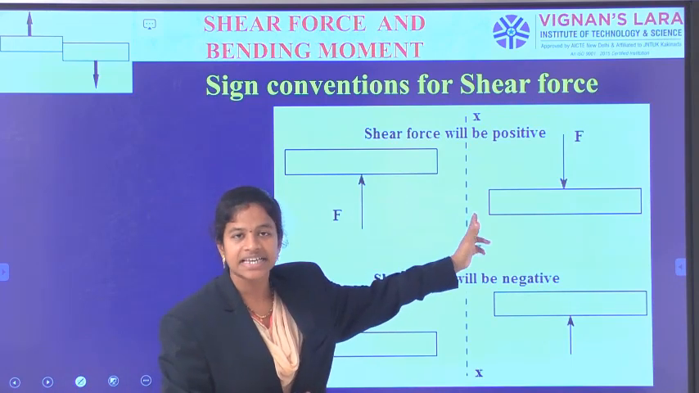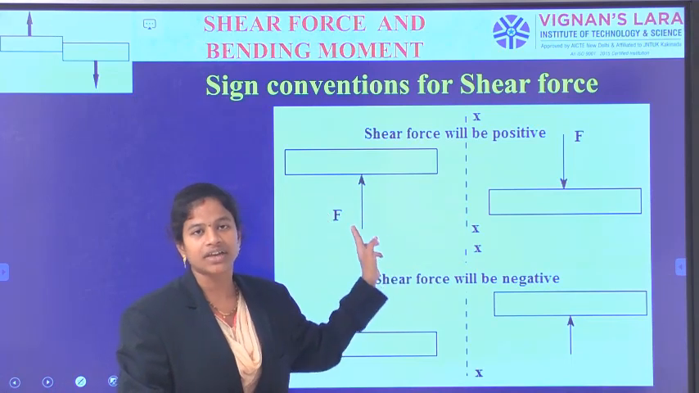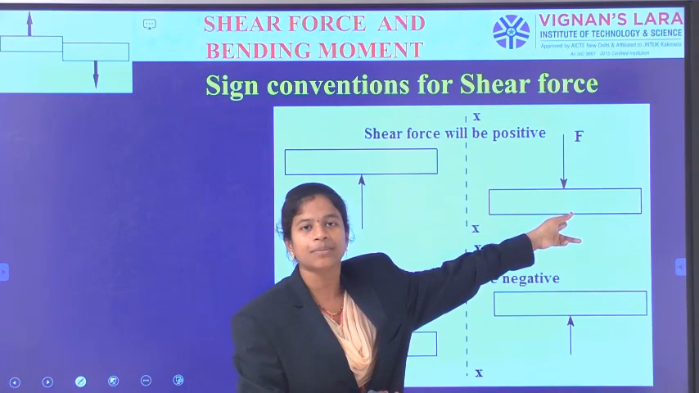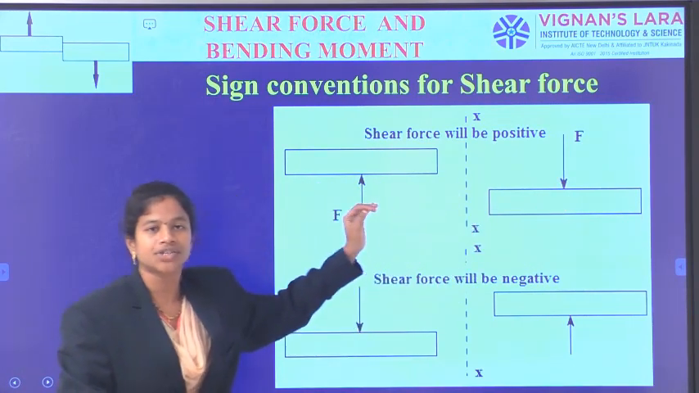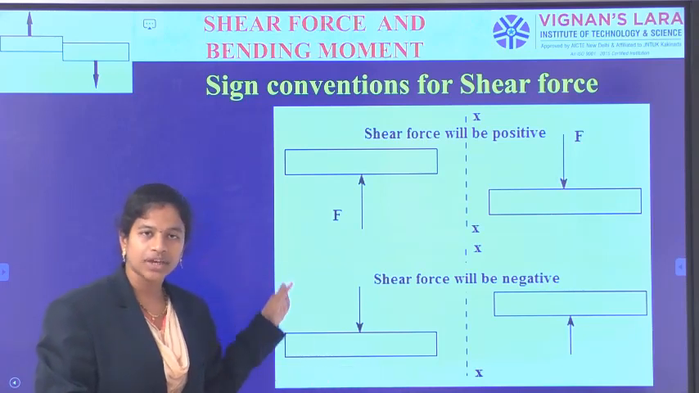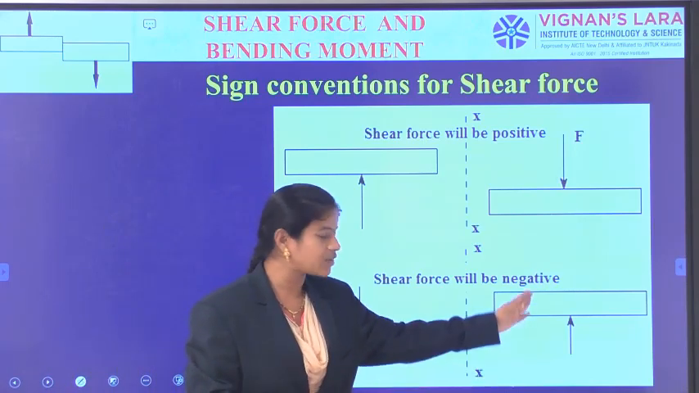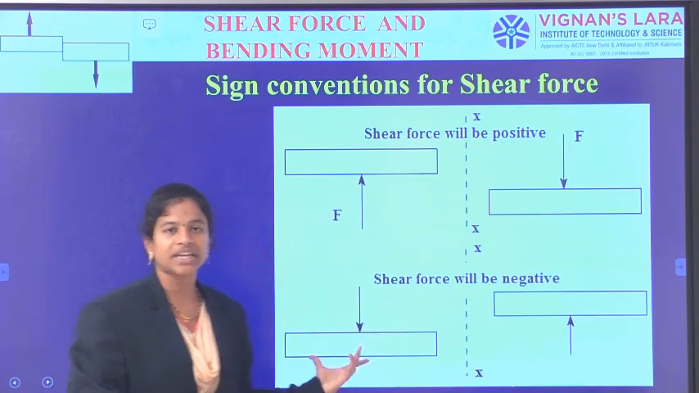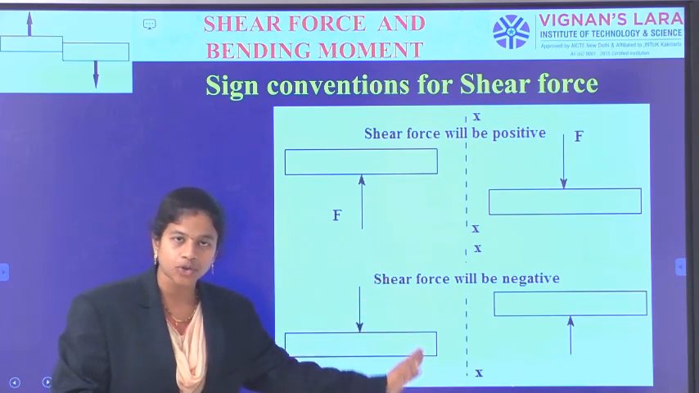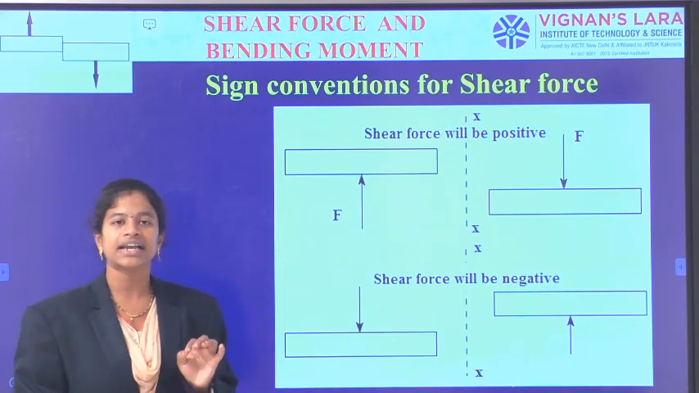When we observe any section line, on the left side of the section, a force going upwards will be considered positive. On the right side, a force coming downwards will be considered a positive shear force. Similarly, in the negative condition of the shear force, when on the left side we observe a downward force, and on the right side we observe an upward force, these two combinations, or any force having this type of condition with respect to the section, can be considered as negative shear force.